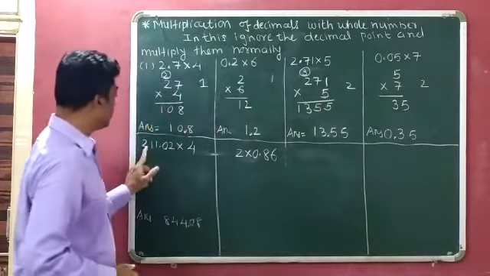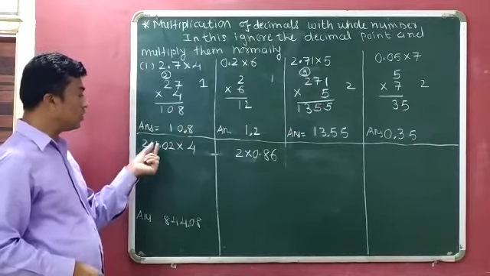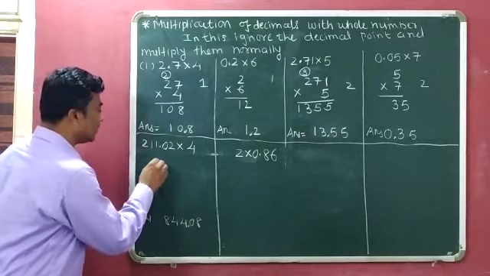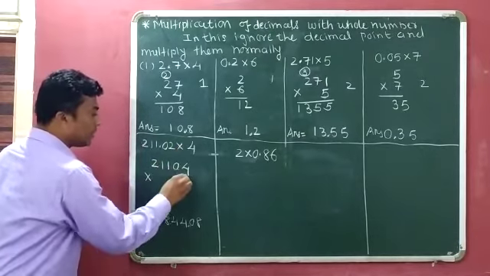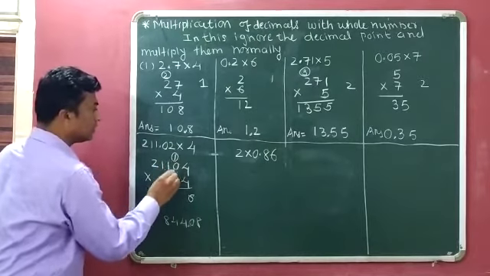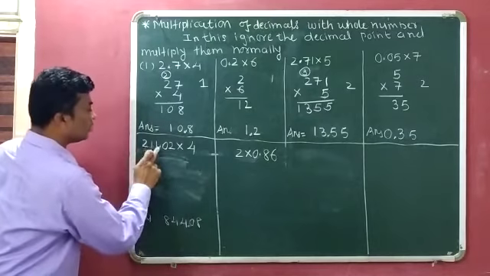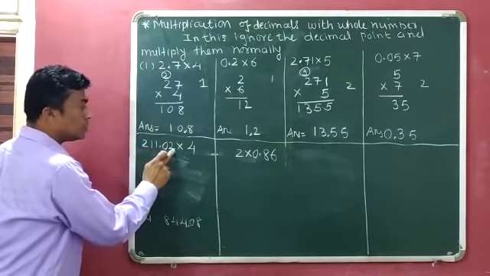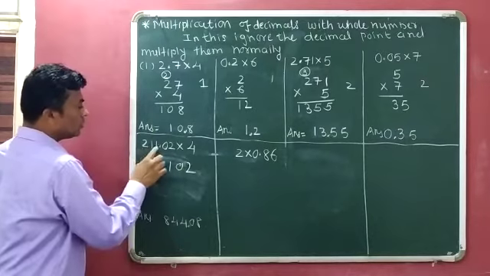Now see here next, 211.02 multiply 4. So we ignore the decimal point and multiply. So 21102 we can multiply with 4.